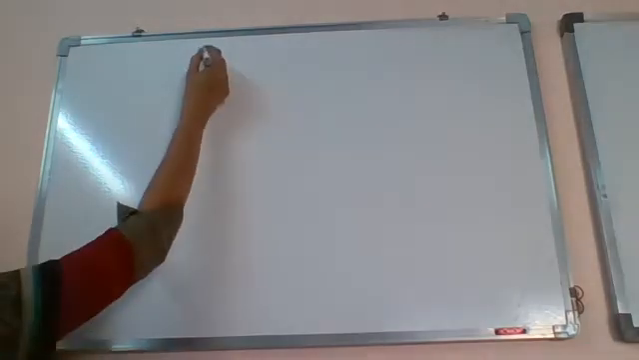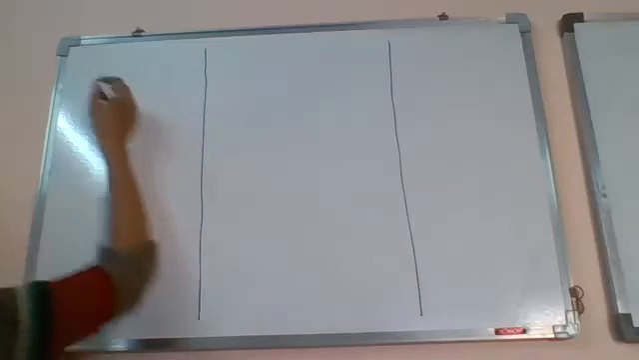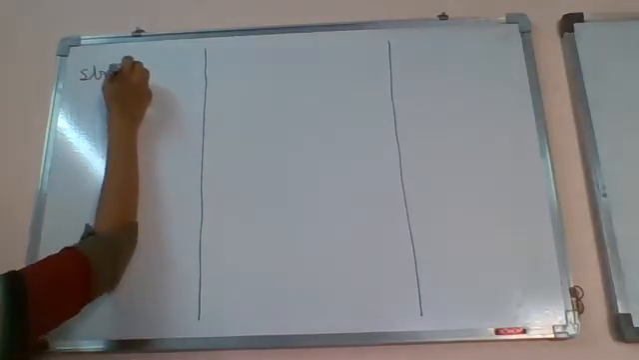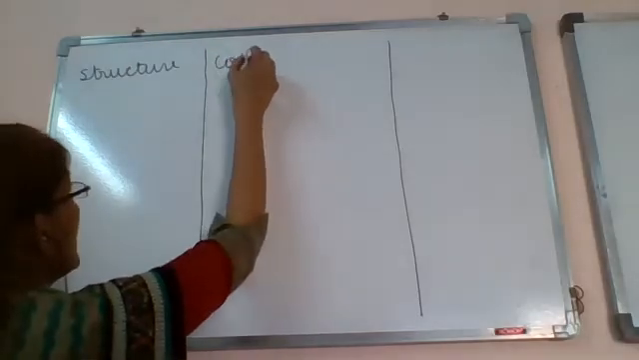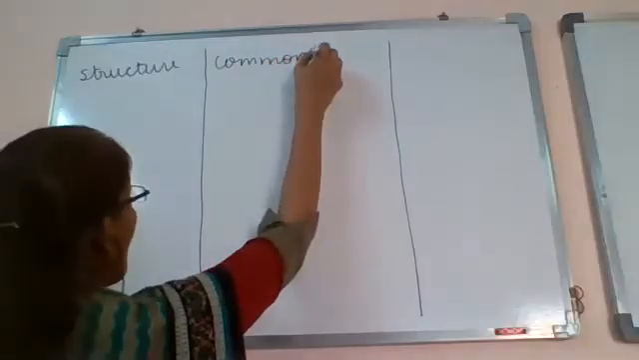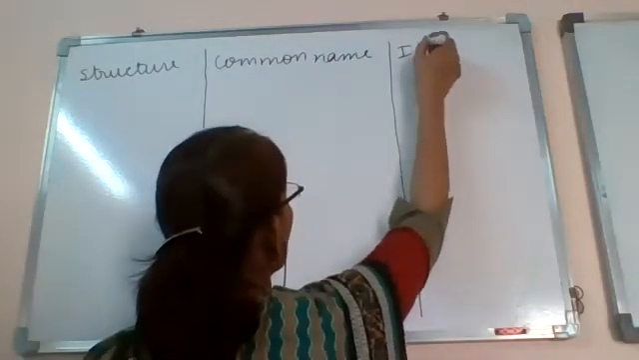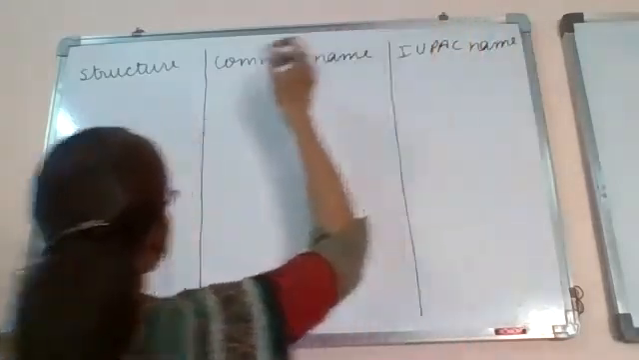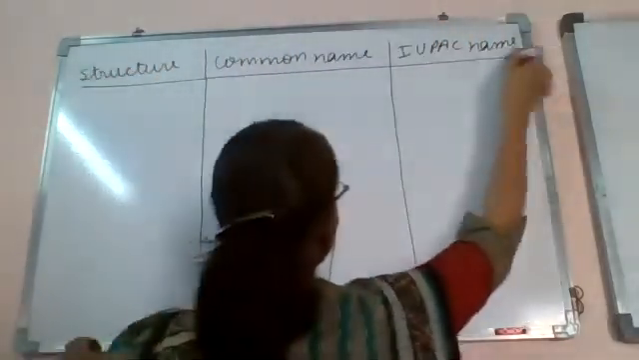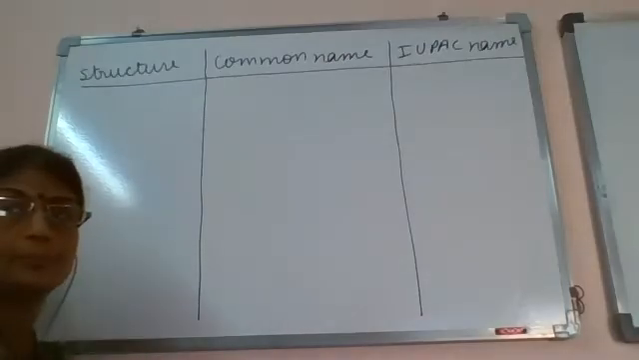Draw this table, students. First column we will write structure. Second column we will write common name. And the third we will write IUPAC name. Structure, common name and IUPAC name.